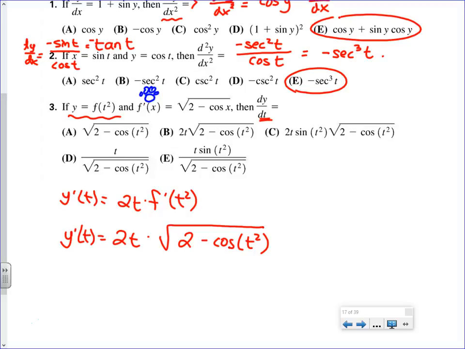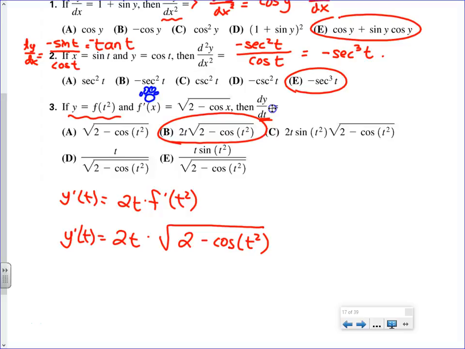Wait. Oh, wait. I am dangerous. Like dun, dun, dun, Fonz. So f prime of who? F prime of t squared. Plug it in, done. How did she know to do that?